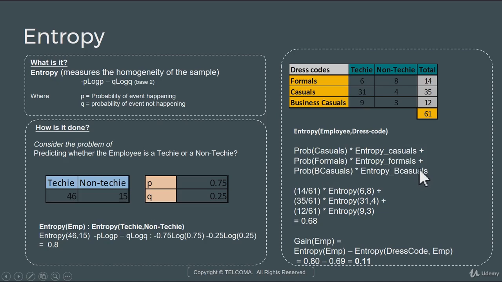So it's a summation of the probability of a class multiplied by the entropy of the class, and summated for all the classes in that particular category.